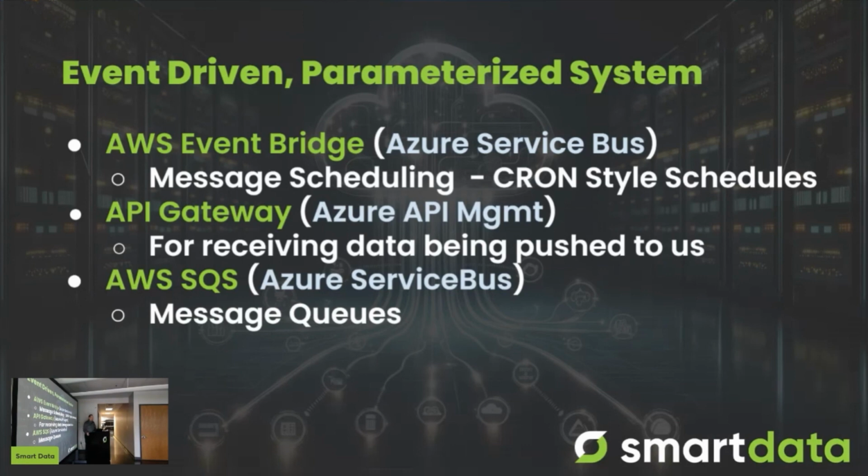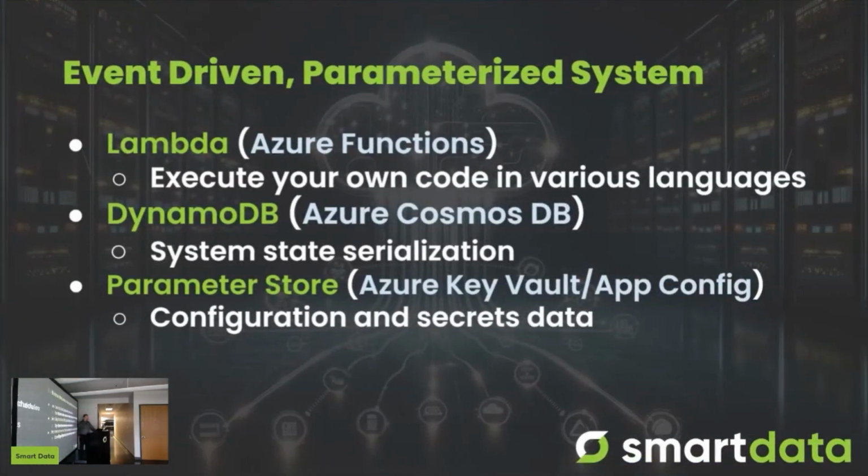API Gateway. This is for the case where we need to receive data being pushed into us. We need to expose an endpoint that an external source can send data to, so we will use API Gateway. SQS, Simple Queue Service, is effectively a message queue. For those of you who are familiar with queues, great. For those who are not, Google it. We're going to use SQS as our message queues.